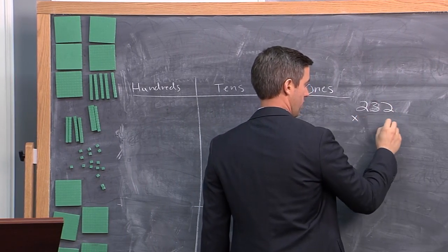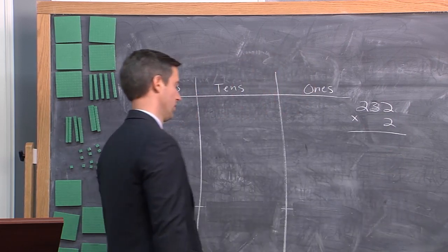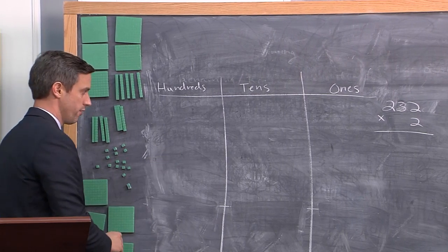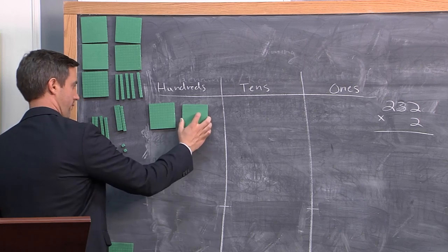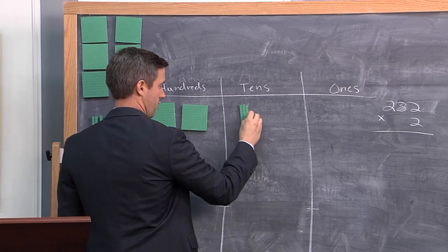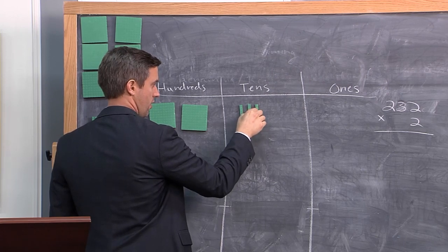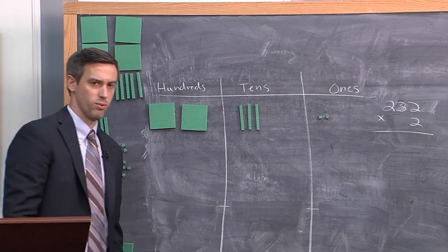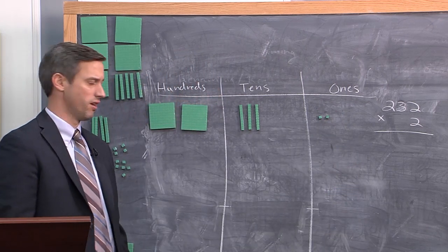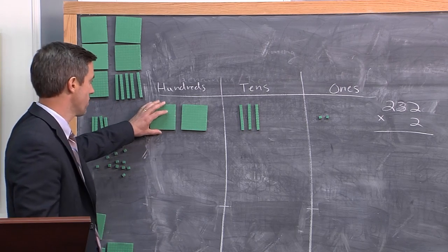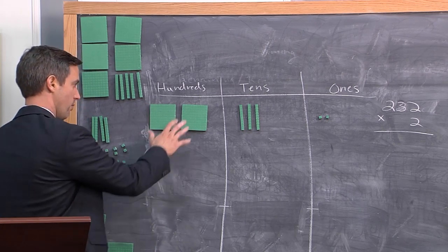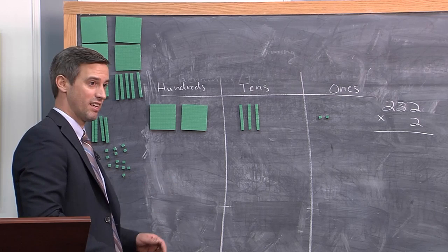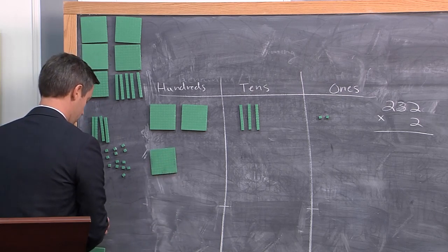232 times 2. So you're going to walk through it again. You ask them to build it. Say they read it aloud. 232. You say stop. You have 2 hundreds. You have 3 tens. And 2 ones. And then you ask them, what is multiplication? They're going to say, some may say it's repeated addition, or it's multiples of what you have already there. So you say, okay, so what do I need to do to 232? I have to build it again. There should be 2 sets of them.